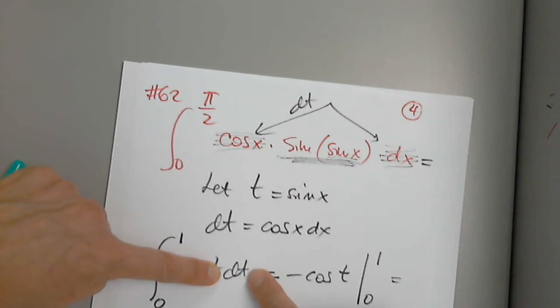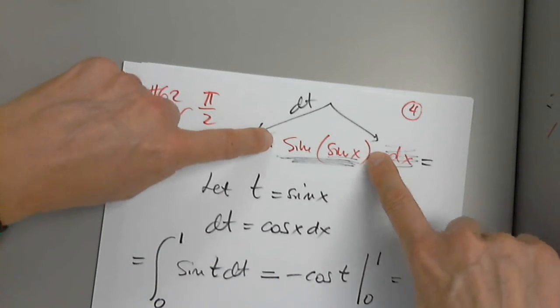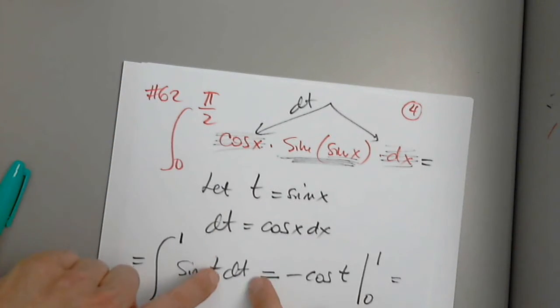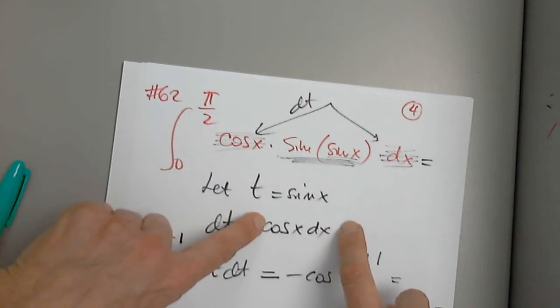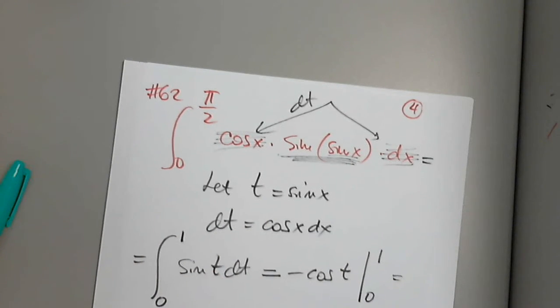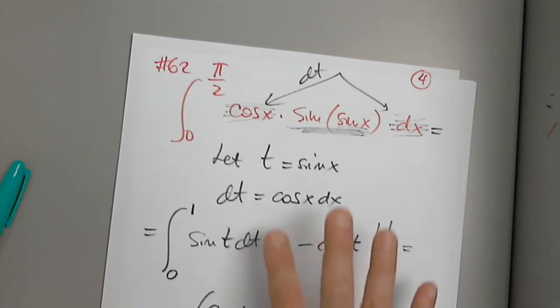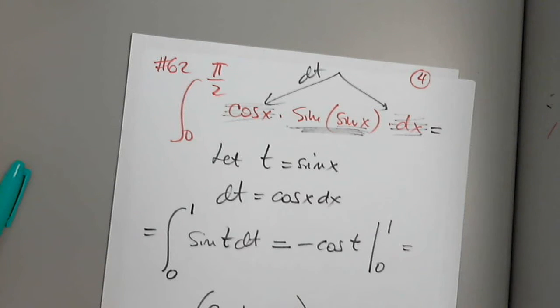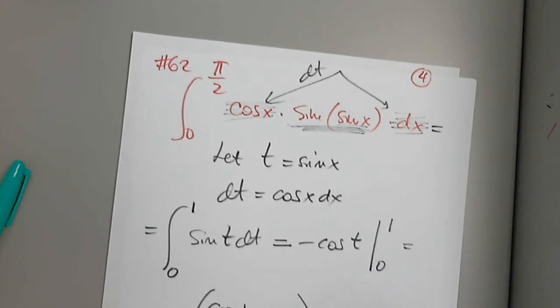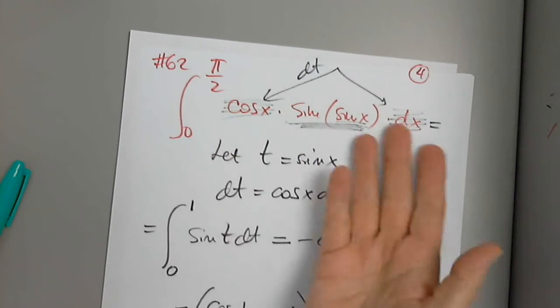Cosine x dx is dt. So this piece is sine t. And these two together are dt. But we're multiplying that. Yes, and I can rearrange them the way I like. 2 times 3 times 4 is 4 times 2 times 3 is 3 times 2 times 4. I can rearrange this in any form I want.